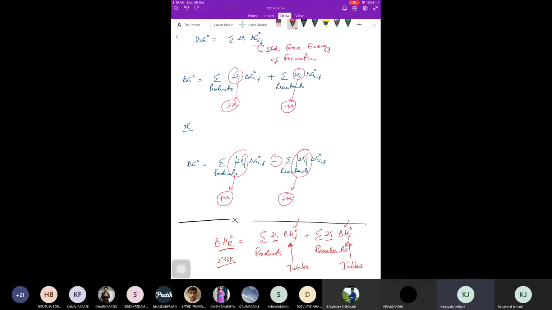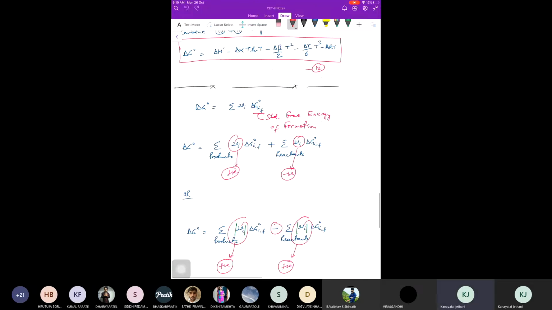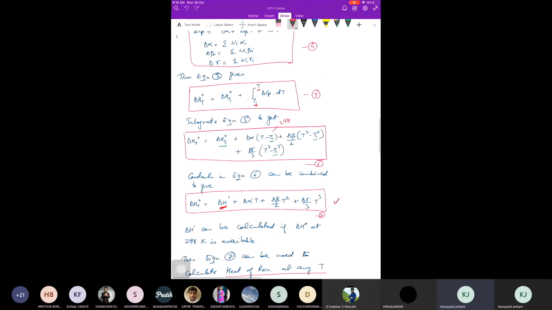And once we know that, we can use equation 7, put the heat of reaction at 298. We know delta alpha, delta beta, delta gamma, which are also available, right? So if you put 298 as the temperature, you can find the value of the constant delta S prime, right? That's what you are saying.